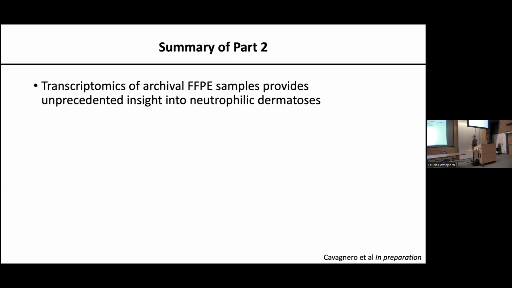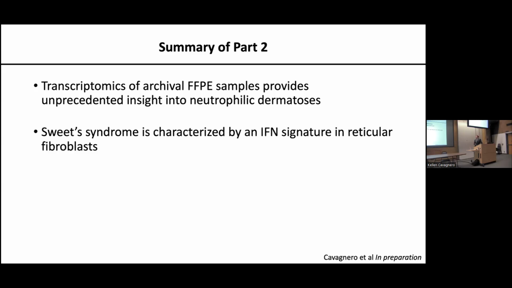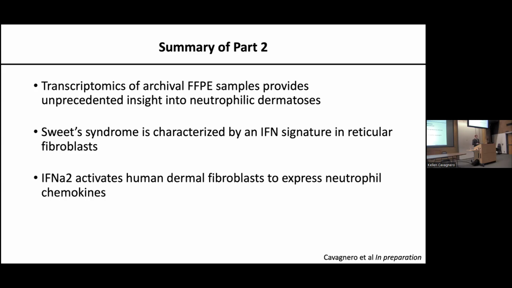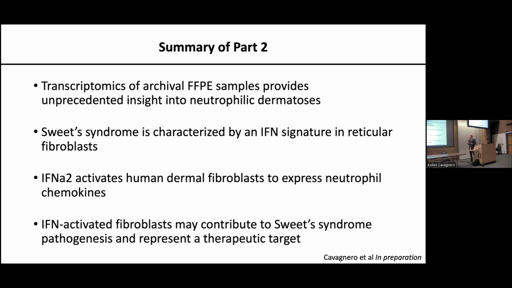So to summarize the second portion of the talk, we're really using these cutting-edge transcriptomic technologies on archived fixed samples to provide unprecedented insight into these rare, poorly understood diseases. Using these approaches, we've identified in Sweet syndrome a prominent interferon signature, and we've particularly located it to the fibroblasts in the reticular dermis. And functionally, we've shown that type 1 interferon, like interferon A2, activates human dermal fibroblasts to express neutrophil chemokines. So these data suggest that interferon-activated fibroblasts may contribute to Sweet syndrome pathogenesis and may represent a therapeutic target for treatment.